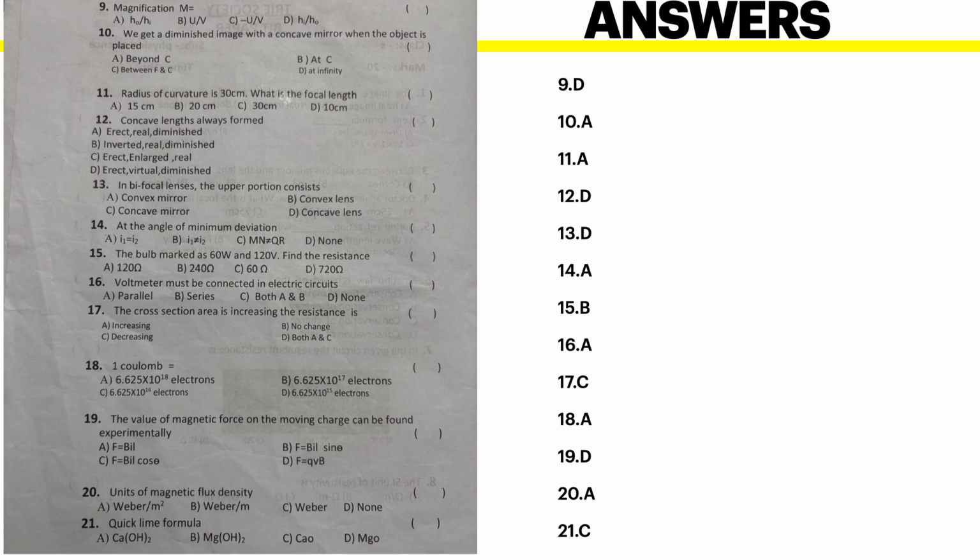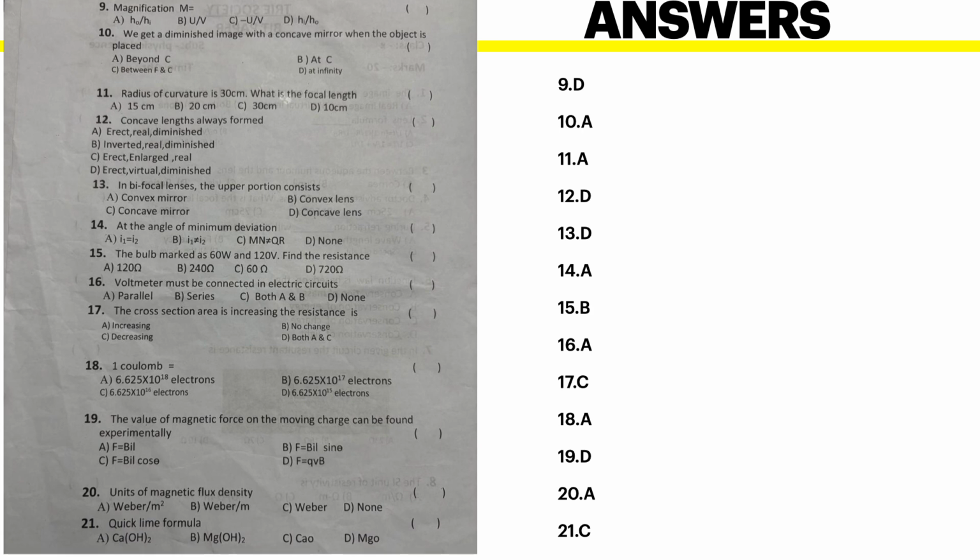Next one, 16th one, see the 16th one, voltmeter must be connected in electric circuits. We have to remember voltmeter is always connected in parallel and the ammeter is always connected in series. So for 16th one, A is the right answer. Next, see the 17th one, the cross section area is increasing, the resistance always decreases as the area increases. Under laws of resistances, the resistance is directly proportional to length of the conductor and inversely proportional to area of cross section. So it is decreasing. So for 17th one, C is the right answer.